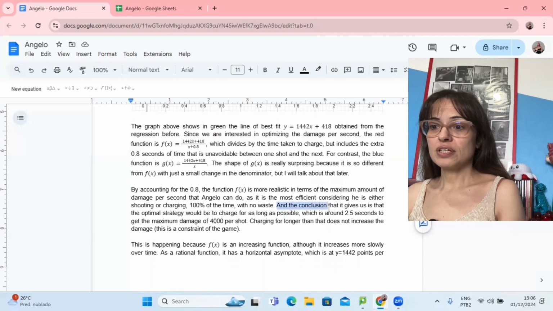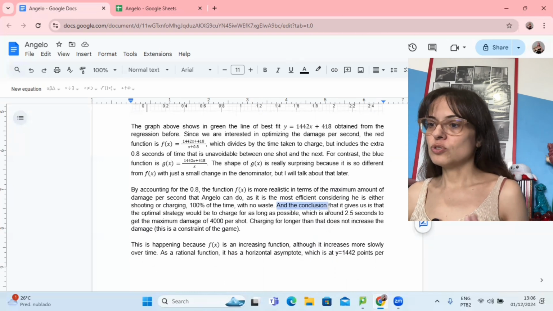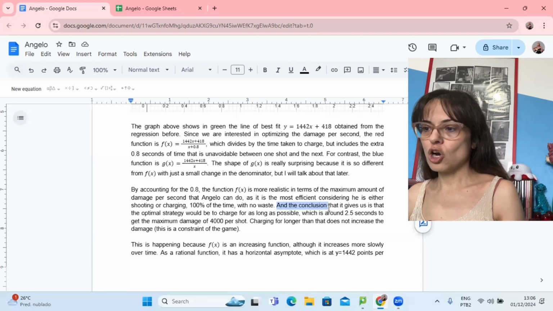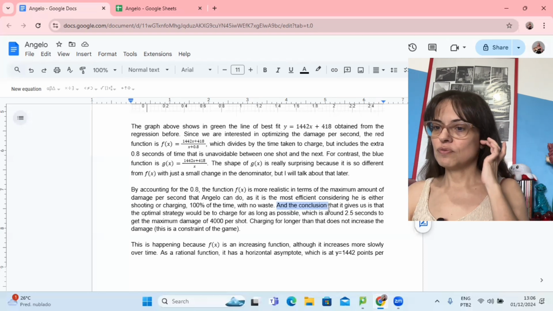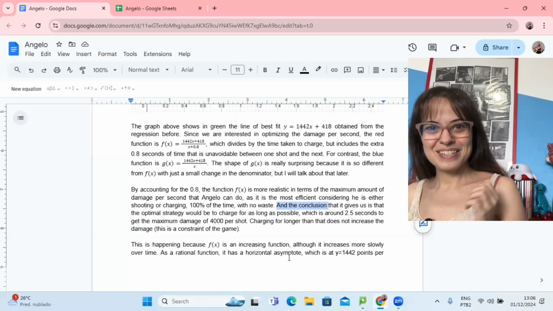Here, the conclusion that it gives us is that the optimal strategy would be to charge for as long as possible, which is what people actually tend to do in the game. Which is around 2.5 seconds to get the maximum damage of 4,000 per shot, because this is a constraint of the game. Okay, and now let's talk about math. Okay, this is a math IA.